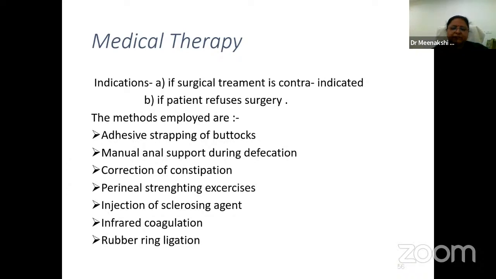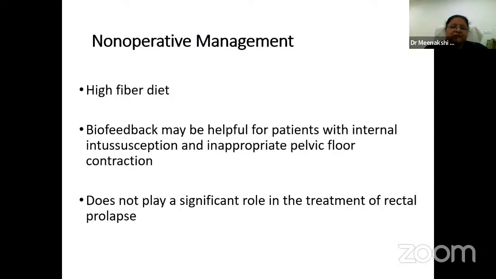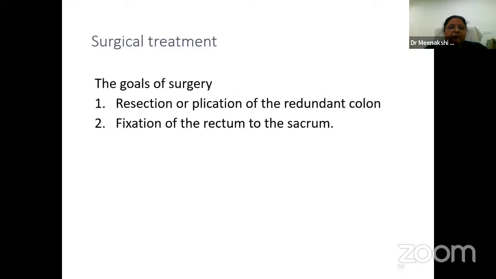Then manual anal support during defecation, correction of the severe constipation, then perineal strengthening exercises, injection of sclerosing agents, infrared coagulation, rubber band ligation, which are various therapies that have been described. Then high fiber diet, biofeedback, it may be helpful for the patients with internal intussusception and inappropriate pelvic floor contraction, but it doesn't play a significant role actually in the management of this rectal prolapse.